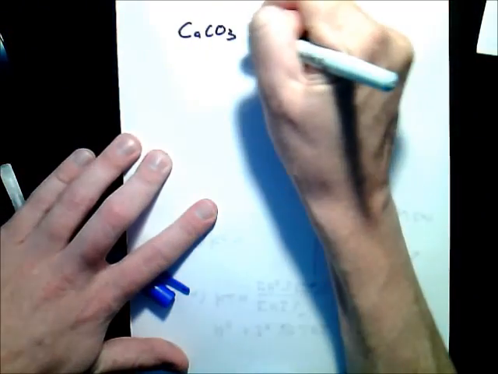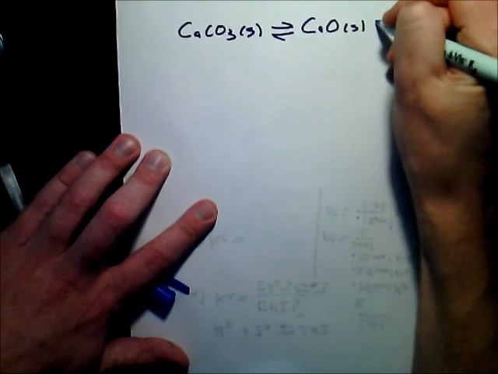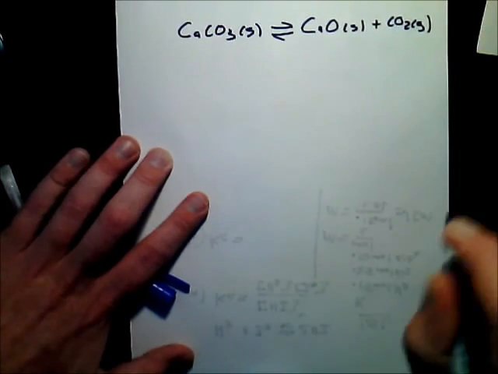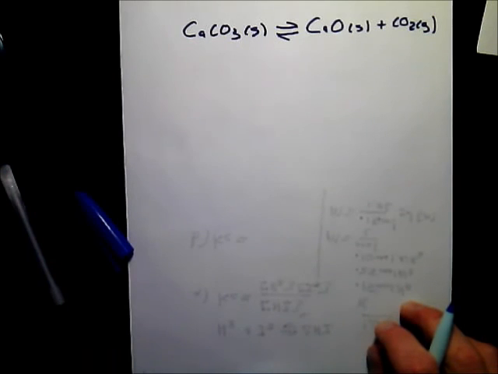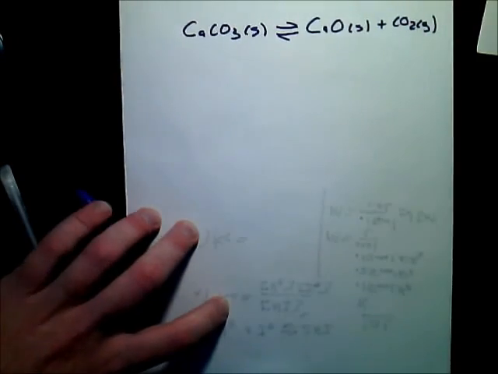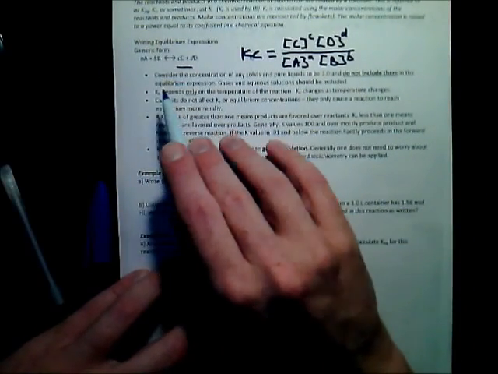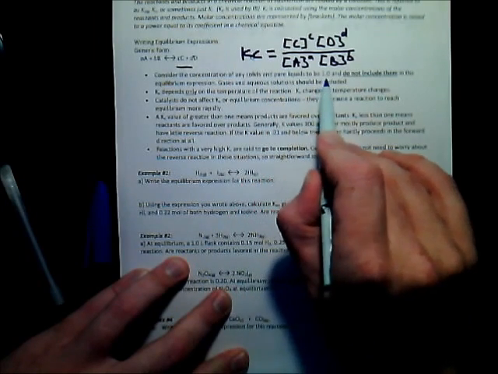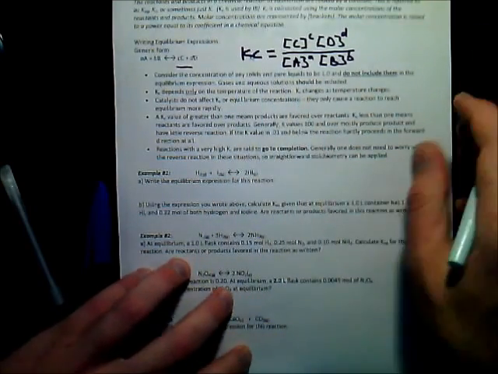So example number 4 is a shorter problem, simple seeming. It says CaCO3, which is a solid. All 4 is asking us to do is to write the equilibrium expression. So no math or anything like that. Now the mistake that a lot of you will make will be to put these two guys on top and put this guy on the bottom. But what you would have forgotten, if that's what you did, is the very first bullet here. Consider the concentration of any solids and pure liquids to be 1, and do not include them in the equilibrium expression. Gases and aqueous solutions should be included.